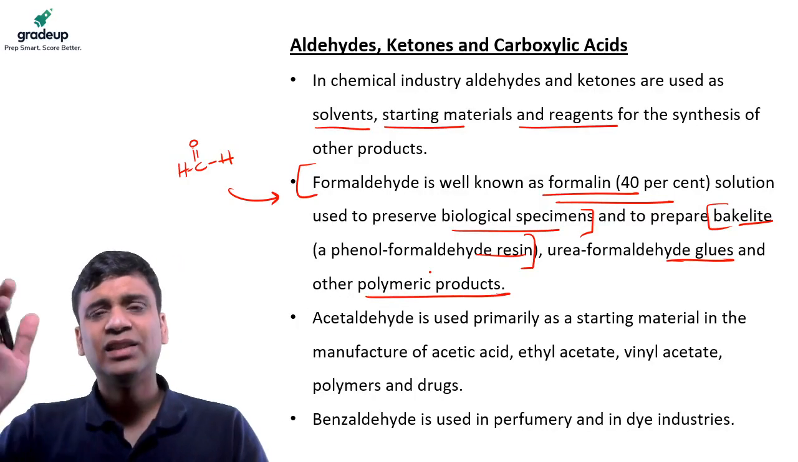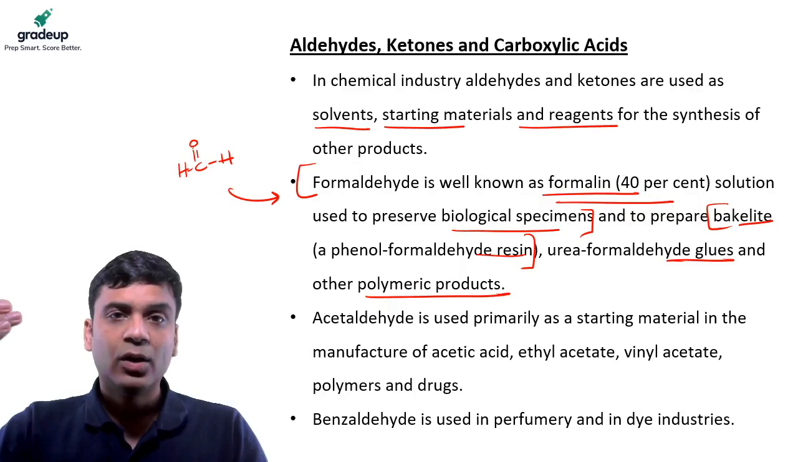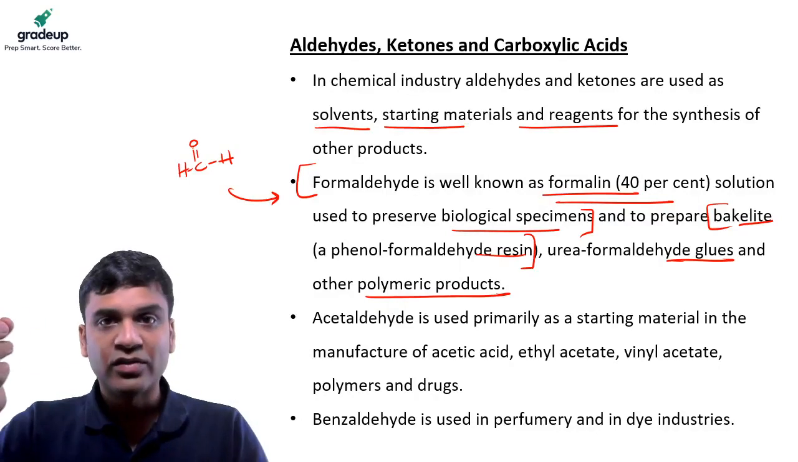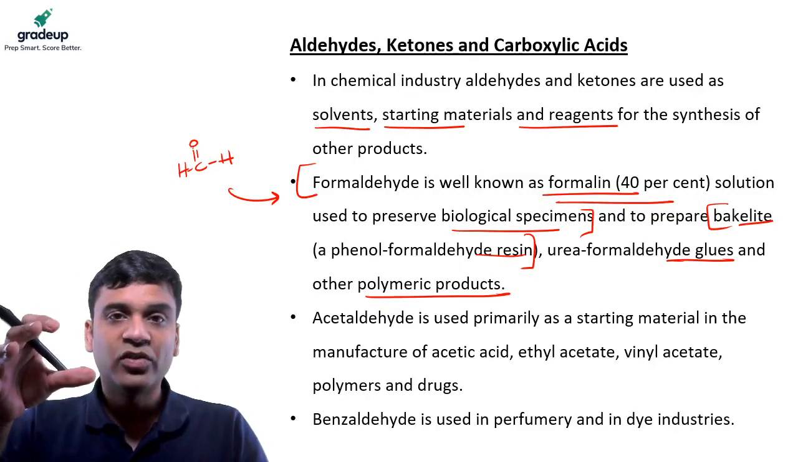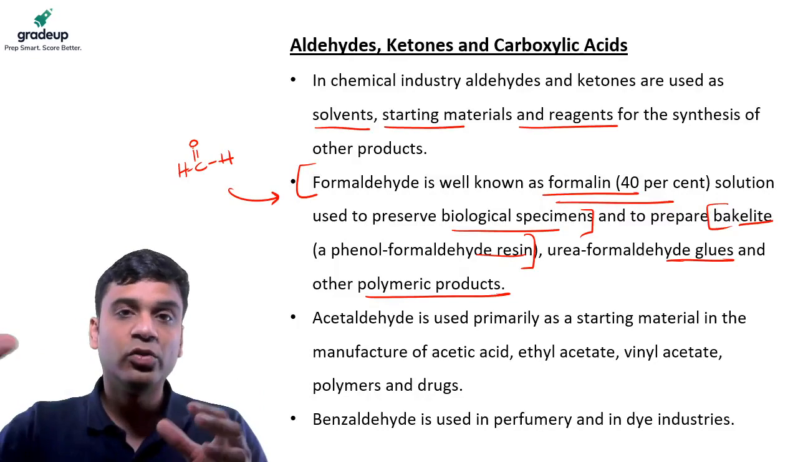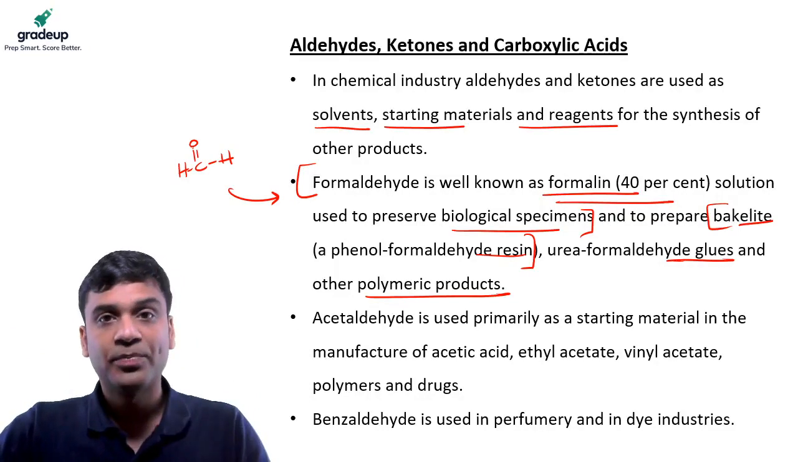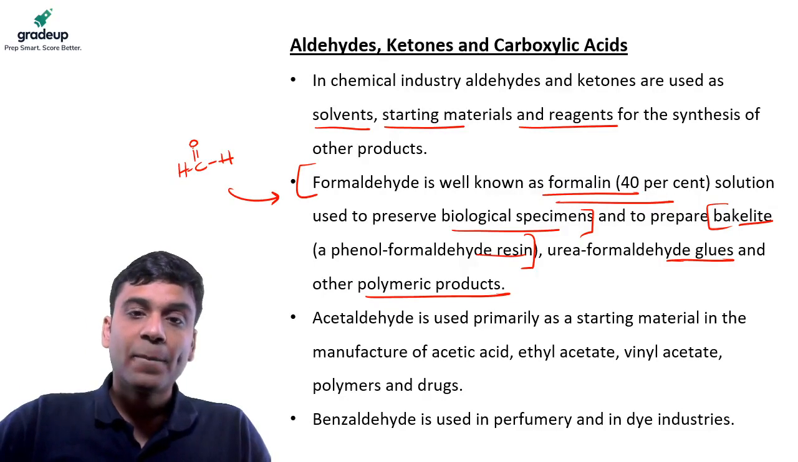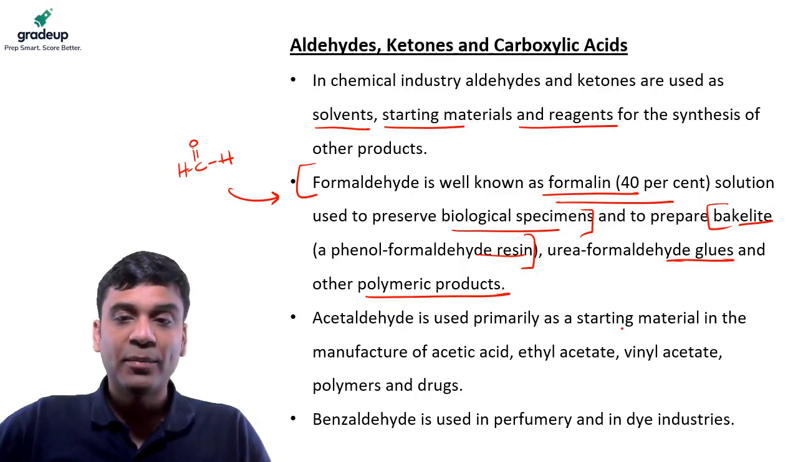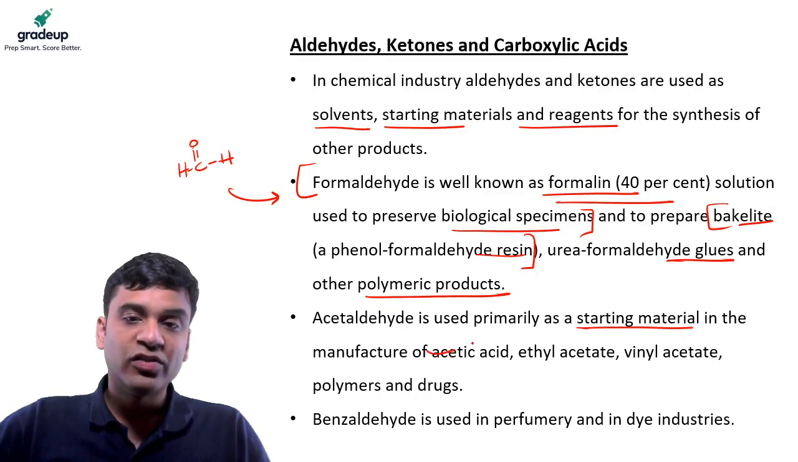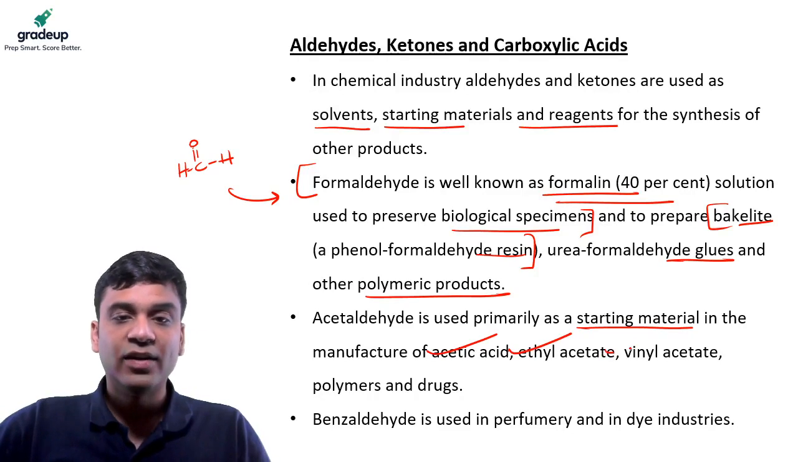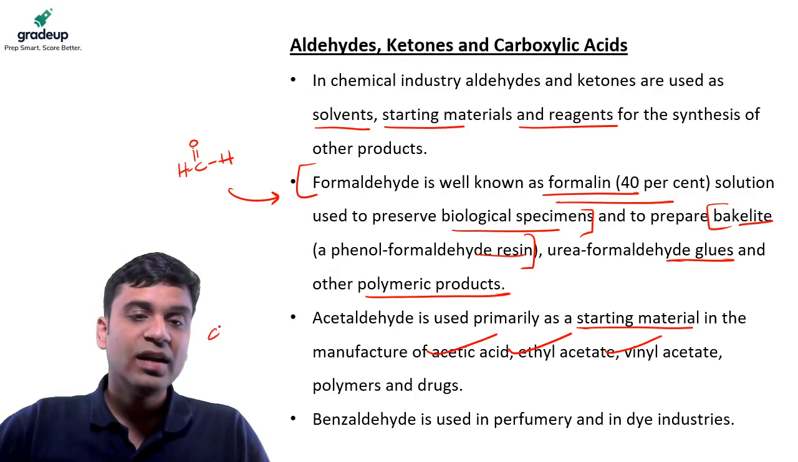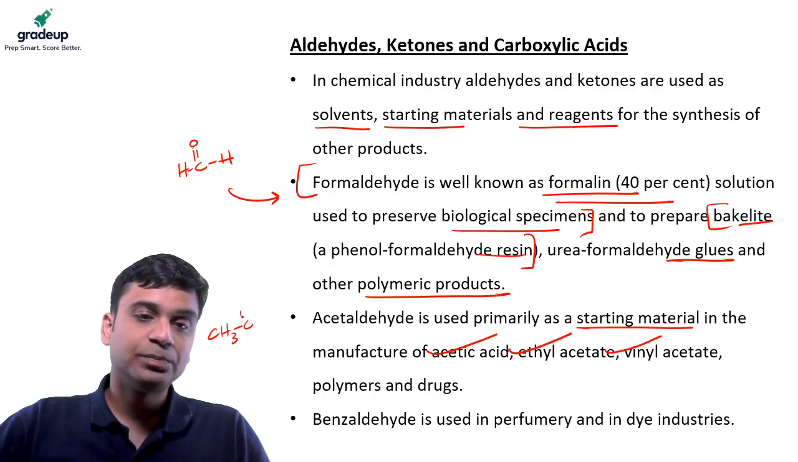So this chapter, actually there is nothing much to teach for me. All of it you should memorize. There is not much concept. Like where aldehyde is used, where ketone is used, you have to memorize it. By repeated readings you'll be able to remember all this. And acetaldehyde is used primarily as a starting material for acetic acid, ethyl acetate, vinyl acetate, polymers, and all of this. Acetaldehyde is your CH3CHO.